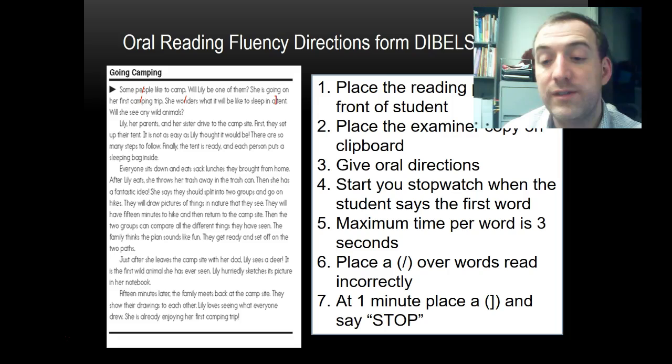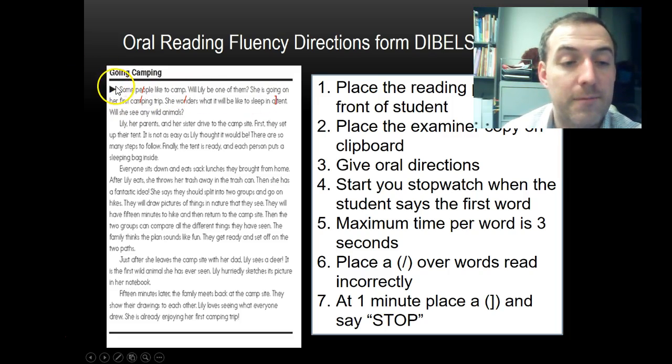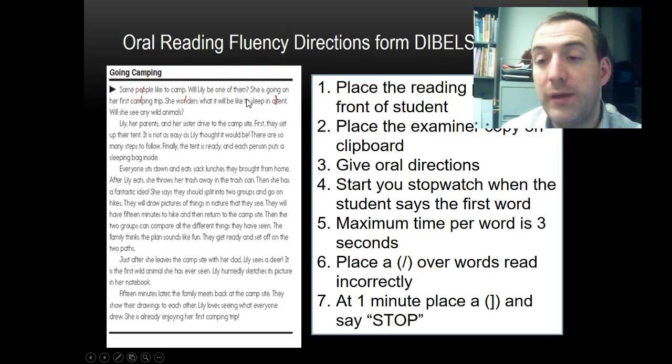If it takes them more than 3 seconds to say a word, then you indicate that, and you count up how many words they read right in 1 minute, and that's your main score.